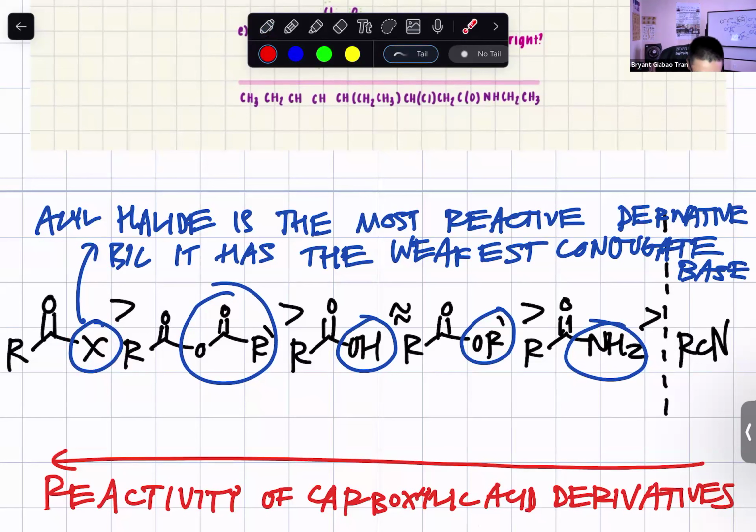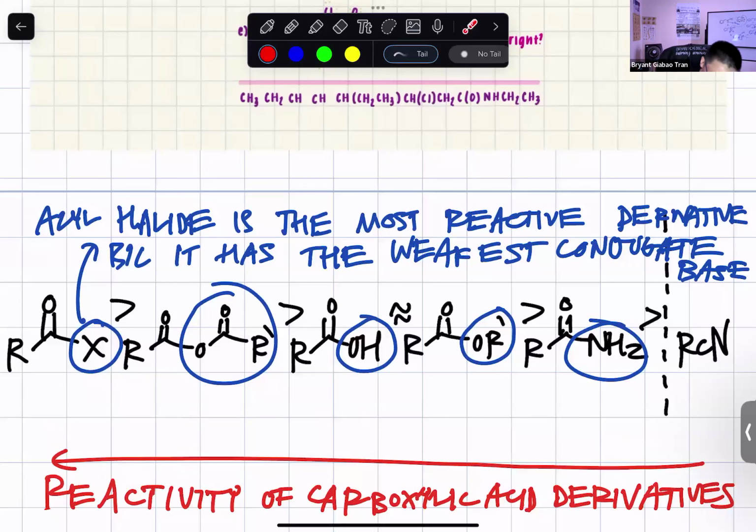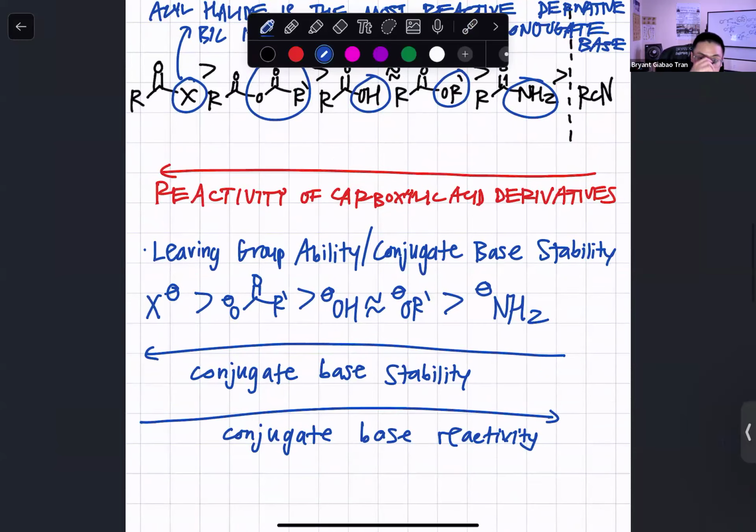I like to think of it in order of stability instead of reactivity, because the stability makes it more directly proportional, right? As we are increasing the reactivity of the carboxylic acid derivatives, we are also increasing the stability of the conjugate bases. So as the conjugate base stability increases, the reactivity of the derivatives also increases. But Fahrenheit uses it the other way. He says the reactivity of the conjugate base instead. So this is the weakest conjugate base, making it the most reactive. So that's inversely related, right? So that's one of the factors, the leaving group ability or the conjugate base stability.